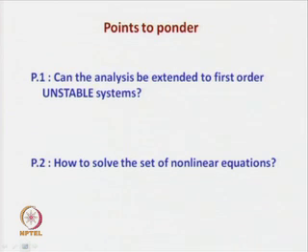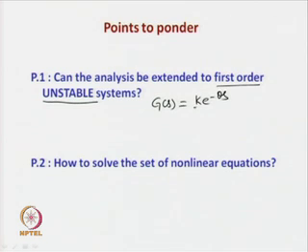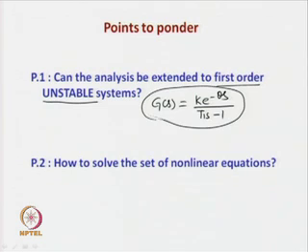Certain points to ponder regarding the material we have discussed in this lecture are like this. Can the analysis be extended to first order unstable systems? Often we can use the transfer function model G s is equal to k e to the power minus theta s upon T 1 s minus 1 to represent the dynamics of a first order unstable system. So, easily we can extend the analysis for first order unstable system, in which case the A matrix or scalar will be simply 1 upon T 1.